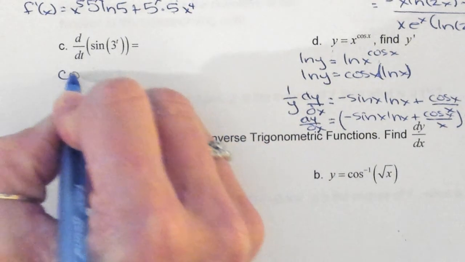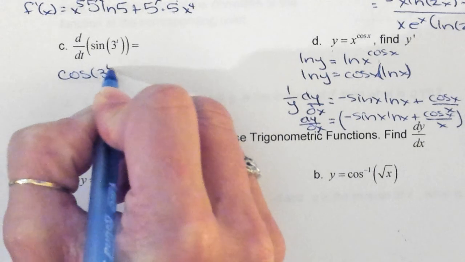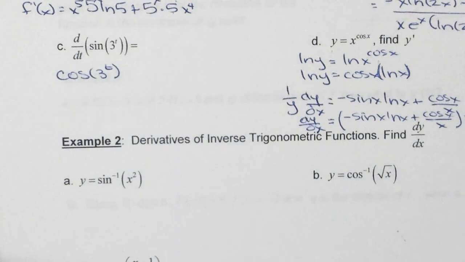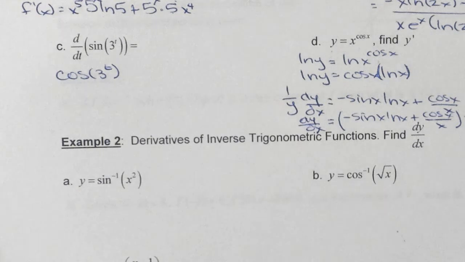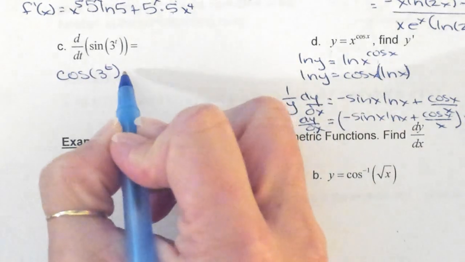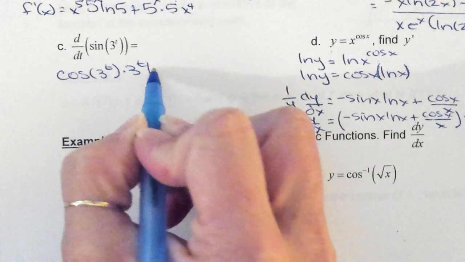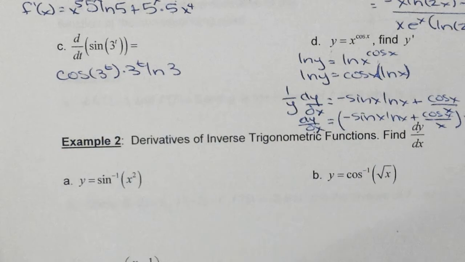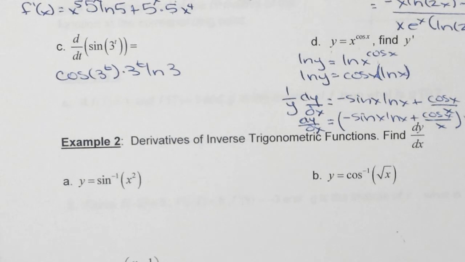Okay, so we have the cosine of 3 to the t power. And then I need to take the derivative of 3 to the t power, which is going to make me go up to the top and use, what, rule 17? I don't expect you to know that number. I just have it in front of me. So what's the derivative of 3 to the t? Yep, 3 to the t times the natural log of 3. You're done, right? That's all I can do.